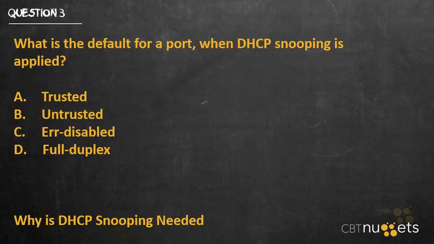And let's do one more question together, and that's this one. What is the default for a port when DHCP snooping is applied, meaning it's enabled for the VLAN? What is the default status for a port regarding DHCP snooping?